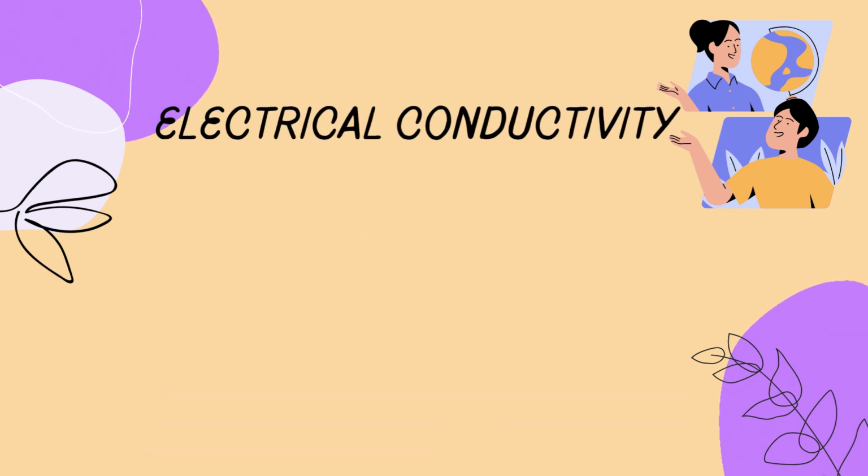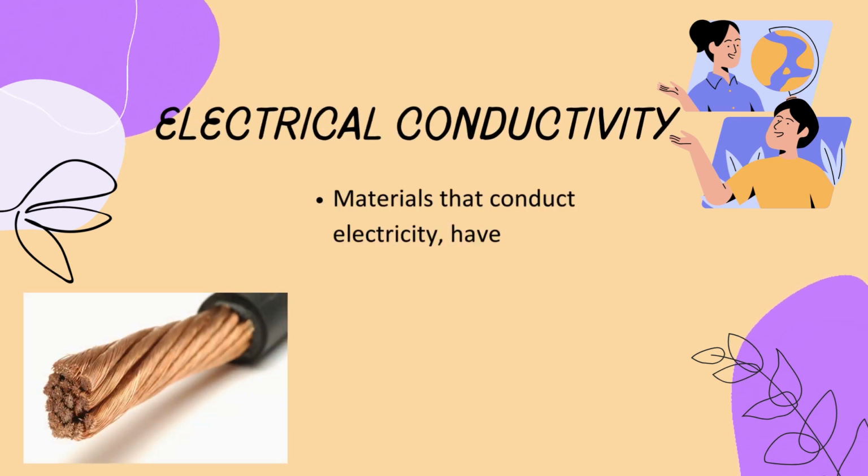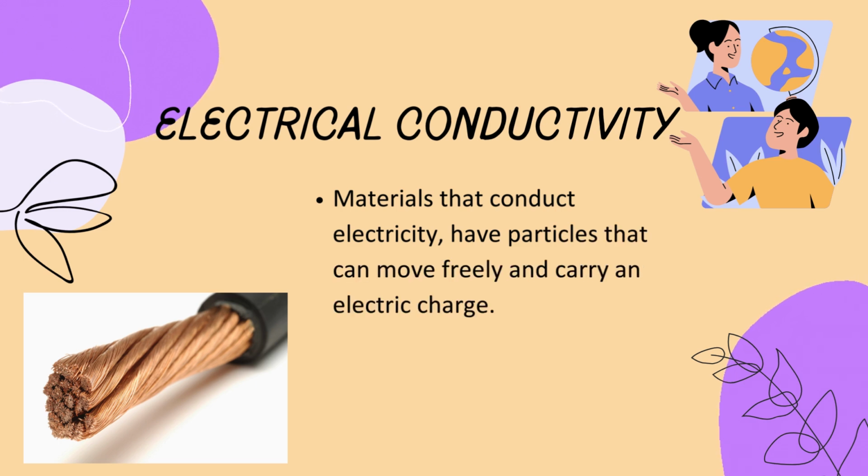Electrical conductivity. Materials that conduct electricity, like copper, have particles that can move freely and carry an electric charge. Copper wire, for example, has free-moving electrons that allow it to conduct electricity efficiently.